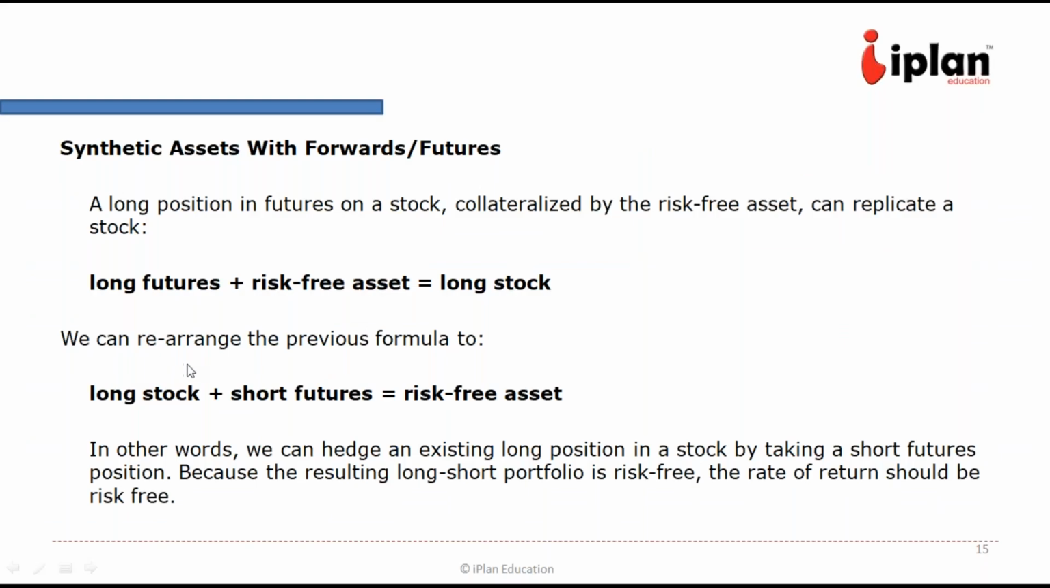So likewise, we can rearrange the previous formula too. If you have long stock plus short future, we can get the risk-free asset. It's the same thing. So we are buying long stock and selling future. So when you are selling future and you are going long, what will happen? So you have some profit from here and some losses from here. So the difference here will be how much? The interest only. So that will give you the risk-free asset.